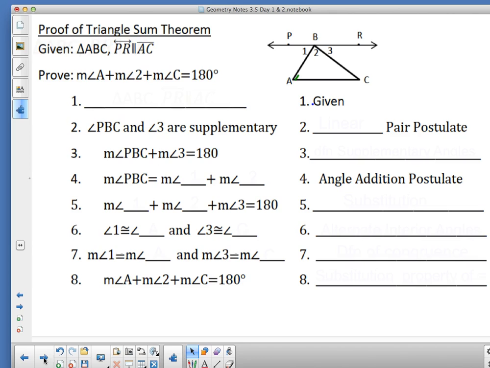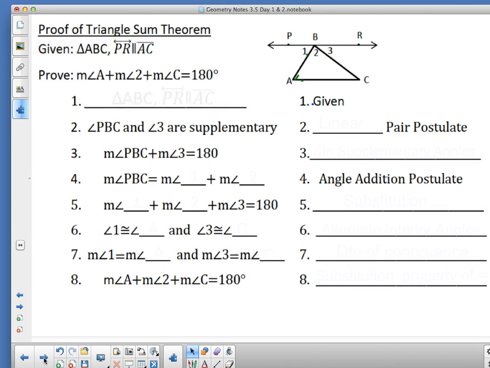Given triangle ABC, line PR is parallel to line segment AC. Now, a couple things I want to go over on this. Angle 1 and angle A are alternate interior angles in this particular setup. Angle 3 and angle C are also alternate interior angles. So we know that they're congruent already, and later I'll be able to substitute those. The next piece of information I need to work with is what's going on with angles 1 and 2 and the breakdown of it, because I want to be able to show what's happening here.